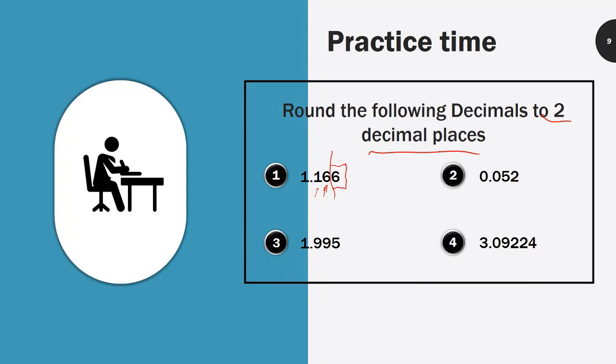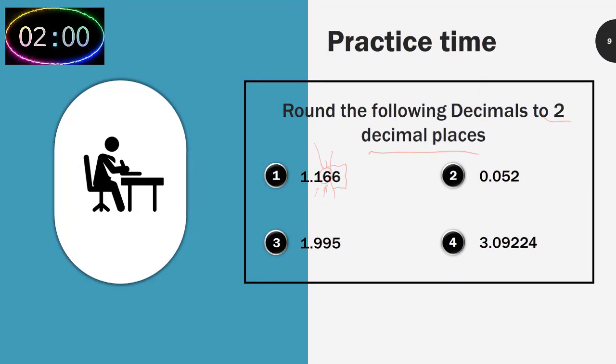And I always put a little bit of a box around the critical digit because that reminds me that that number, if it's between 0 and 4, this number here on the left stays the same. If it's between 5 and 9, this number here on the left, which is a 6 also, needs to go up by 1. All right, it's time for you guys to have a go at these questions. In 2 minutes' time, we're going to go through the answers.